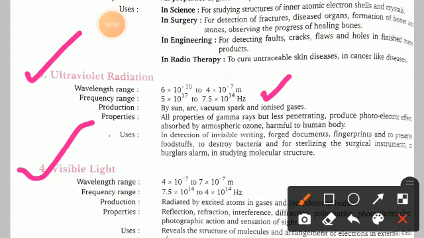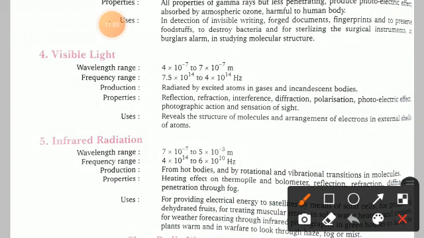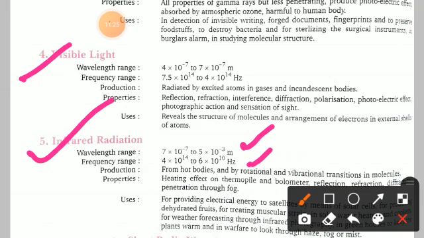Now come to the visible light. The wavelength for visible light is 4 into 10 to the power minus 7 to 7 into 10 to the power minus 7 meter. Its frequency range is 7.5 into 10 to the power 14 to 4 into 10 to the power 14 hertz. Infrared radiation has a wavelength of 7 into 10 to the power minus 7 to 5 into 10 to the power minus 3 meters. Its frequency range is 4 into 10 to the power 14 to 6 into 10 to the power 10 hertz.